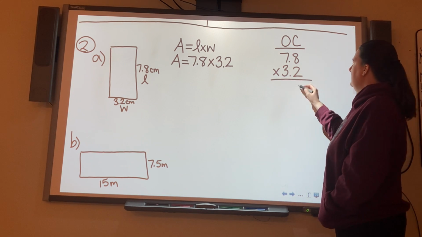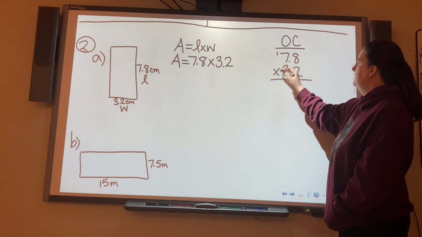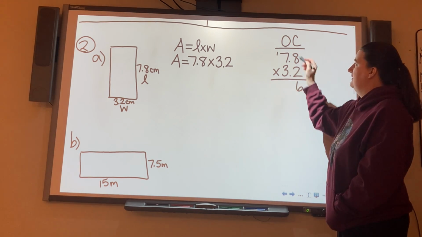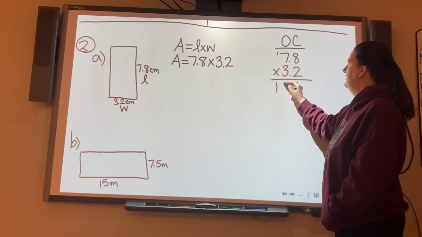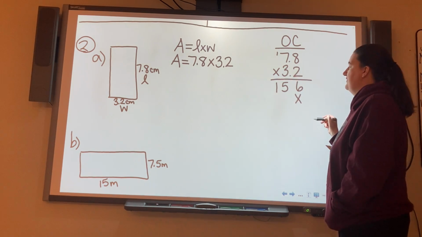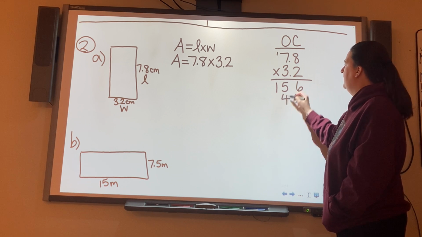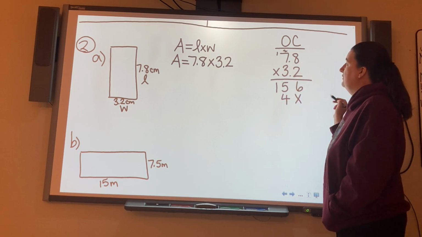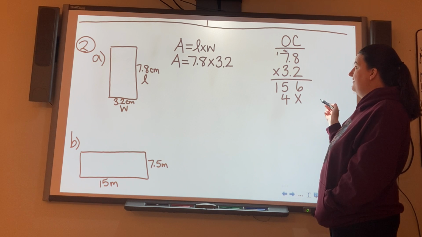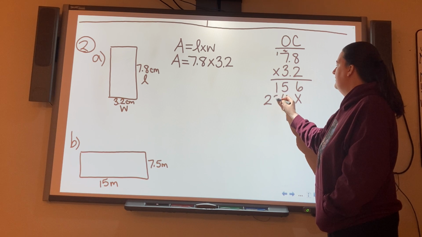2 times 8 is 16, carry your 1. 2 times 7 is 14, plus the 1 that you carry is 15. Put your X and move to the 3. 3 times 8 is 24, carry your 2. 3 times 7 is 21, plus the 2 that you carried is 23.